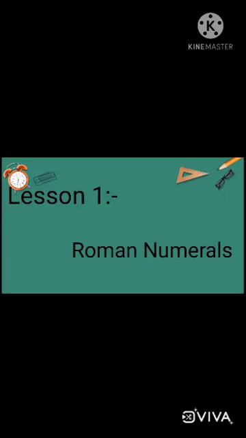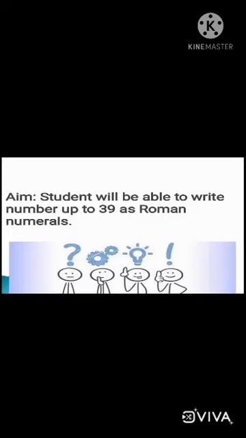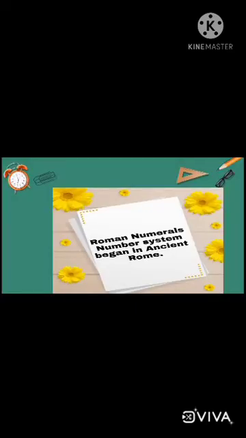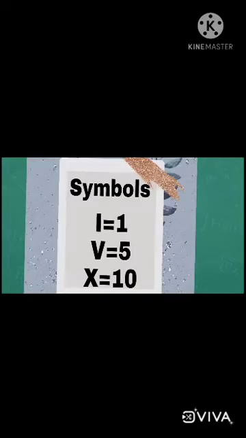So, students, our today's topic is Roman numerals, and our aim is to write numbers up to 39 as Roman numerals. The Roman numeral number system began in ancient Rome, and we use different symbols for different numbers, like I is equal to 1, V is equal to 5, and X is equal to 10.